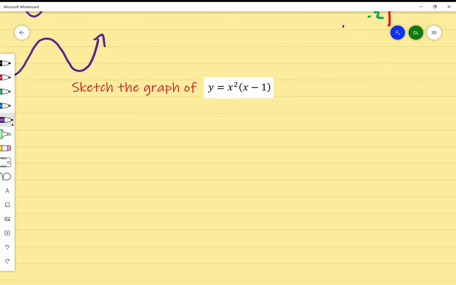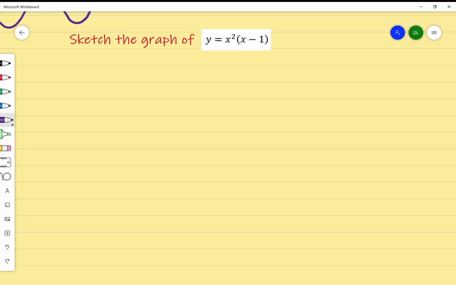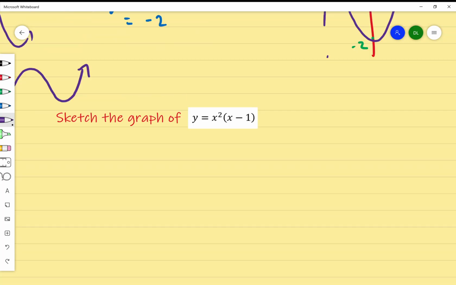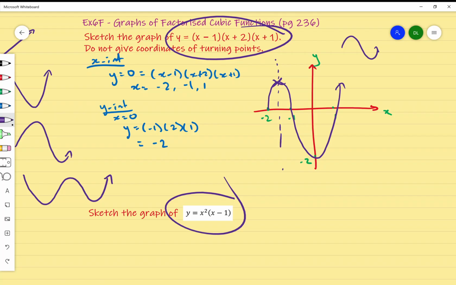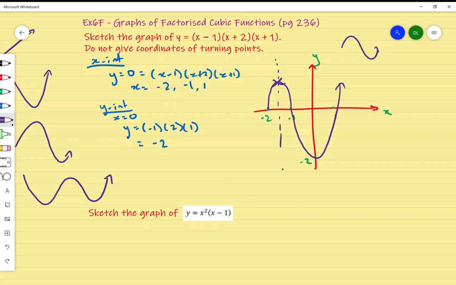There's two more notions I want to go through today. So sketching the graph of y equals x squared multiplied by x minus 1. What is the difference between this question and this equation over here? Say again? Marissa? It's not factorized. It is factorized, but it's factorized in a different way. We have a repeated factor.